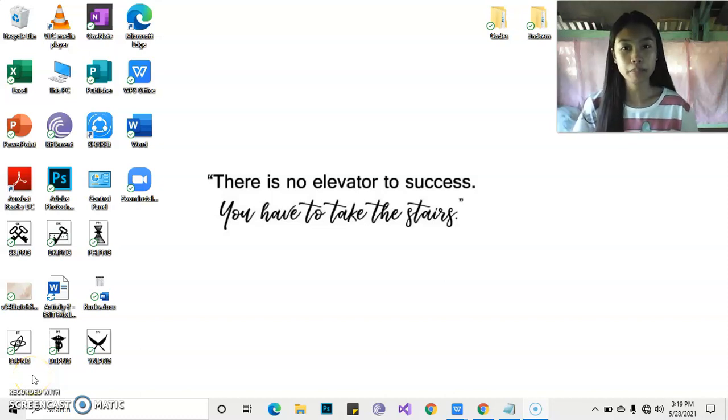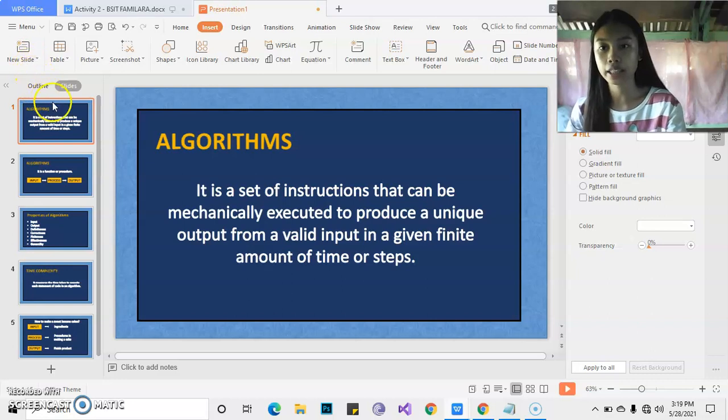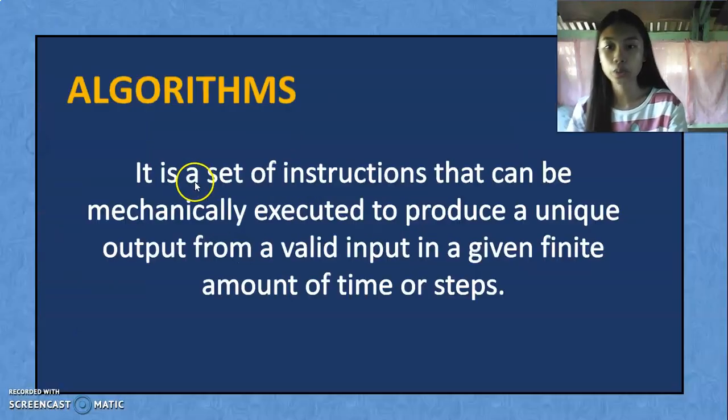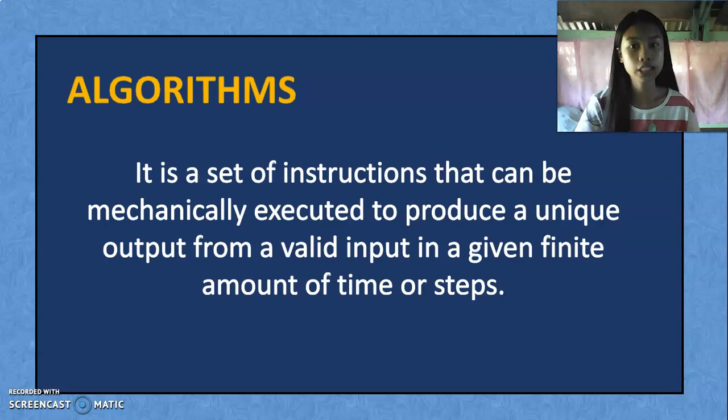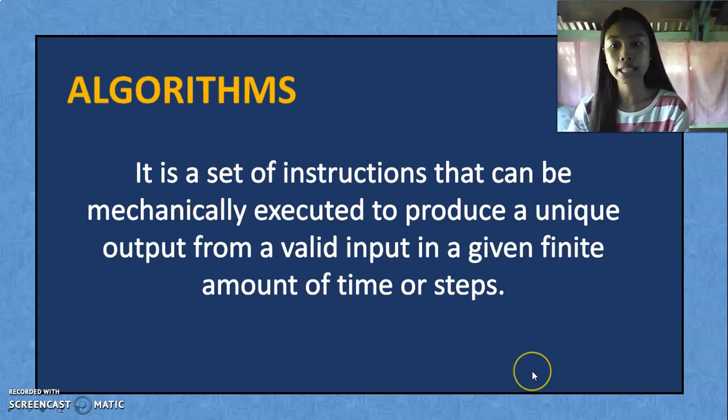I am here to present my research activity for this afternoon, which is about algorithm and time complexity. So, let's start. Here is the PowerPoint I created in order to explain well the discussion. So, algorithm. It is a set of instructions that can be mechanically executed to produce a unique output from a valid input in a given finite amount of time or steps.